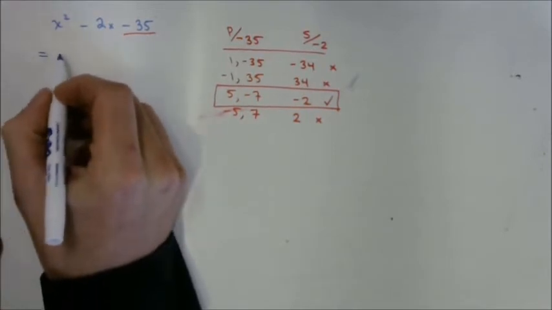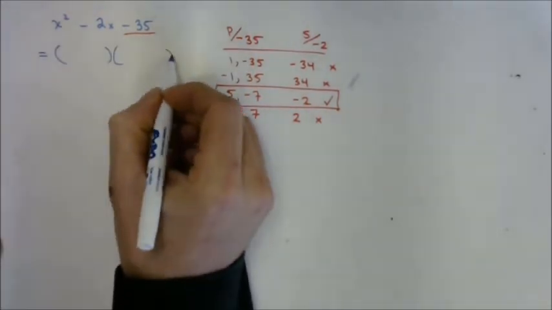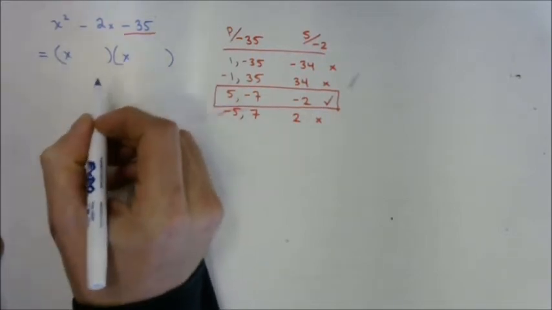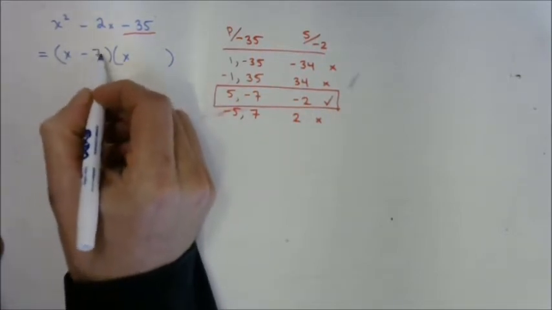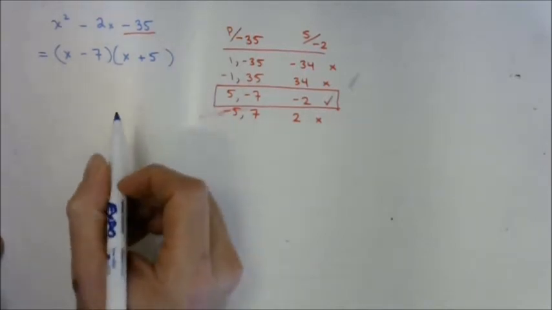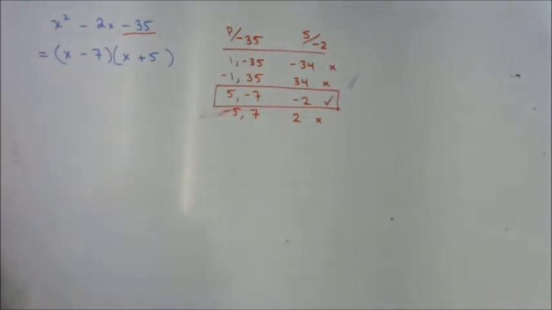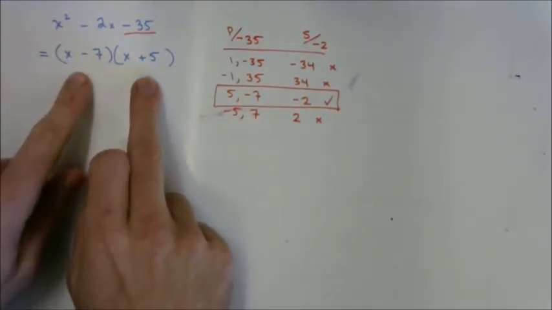So I can come over here. I've got my product of two binomials. Throw my x's in. My other ones are negative 7 and positive 5. Does it matter where I put the positive 5 and where I put the negative 7? No, I could have swapped them. They're all going to get expanded out if I double checked. But this is factored. Okay?